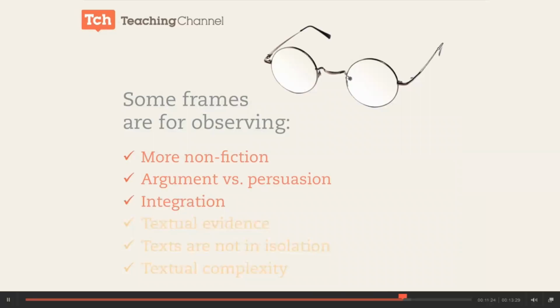Students are going to be asked to ground their thinking in textual evidence everywhere in these standards. And this is really crucial because so often students can talk about how they feel about something or their reaction to something. And while that's a good entry point, we want their exit point as students to be grounded in what they've read. Our text can no longer be in isolation.